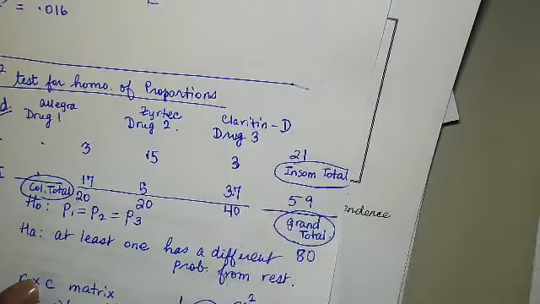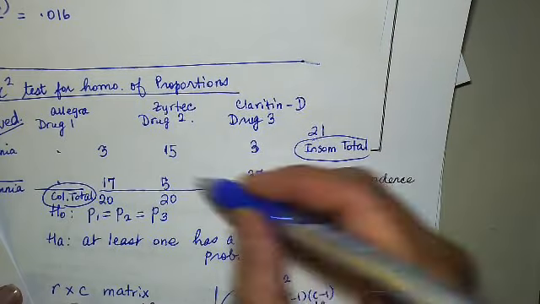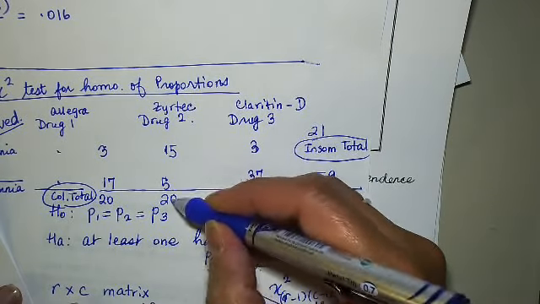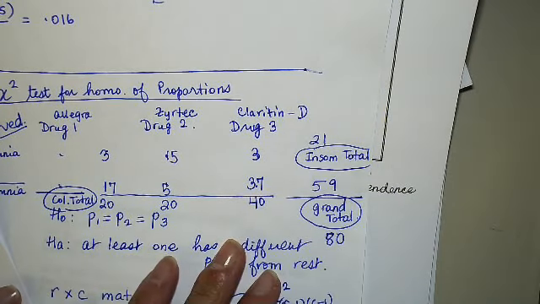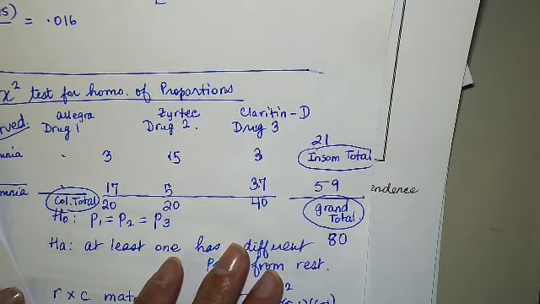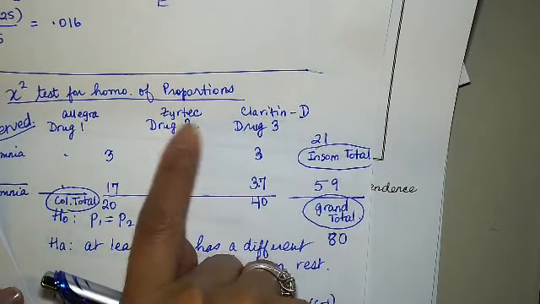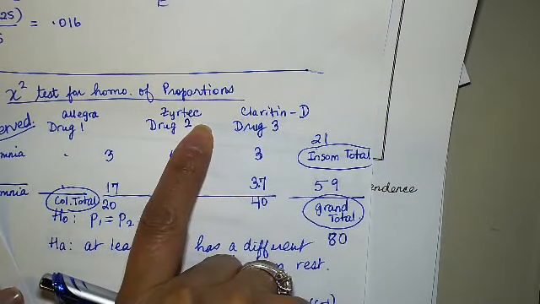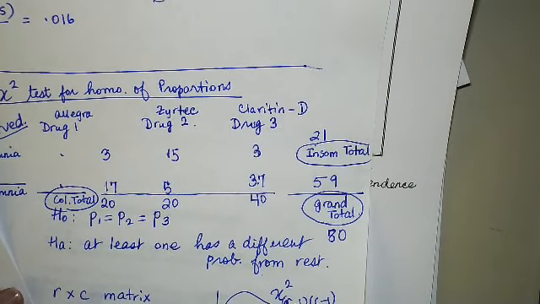So I'm in the rejection region, so reject H naught, which said that all probabilities of insomnia for the 3 drugs are the same. Obviously, they're not the same. Let me show you why. Claritin has a 3 out of 40 rate of insomnia, whereas Zyrtec has a 15 out of 20 rate of insomnia. So it's pretty obvious to see from the table that the probability of insomnia is not the same.